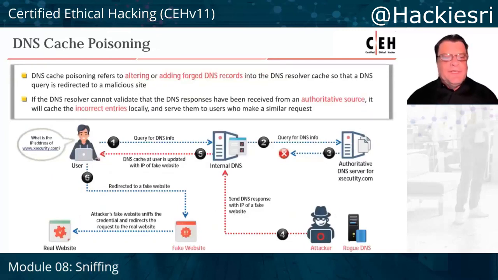DNS cache poisoning. DNS cache poisoning refers to altering or adding forged DNS records into the DNS resolver cache so that a DNS query is redirected to a malicious site. If the DNS resolver cannot validate that the DNS responses have been received from an authoritative source, it will cache the incorrect entries locally and serve them to users who make similar requests. Taking a look again at the diagram on the bottom, we have a fake website, of course, again, integral to this particular type of attack.